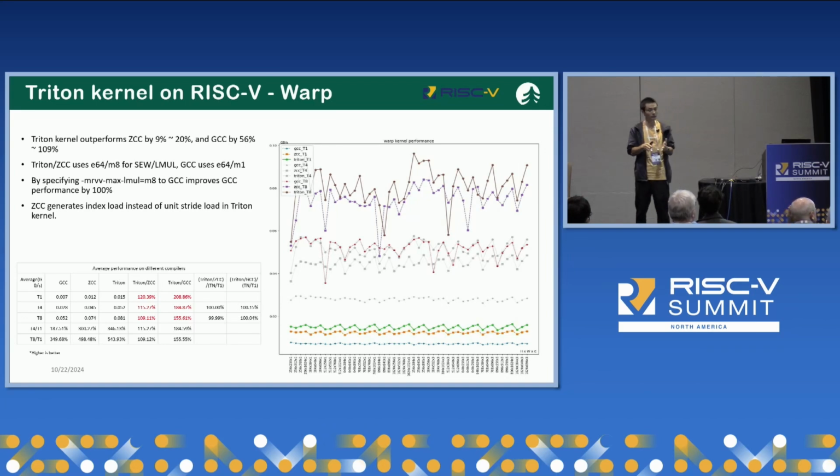So ZCC generates an index node instead of the unit threaded node in Triton. So for the AXI bus, we can optimize a unit threaded node as a burst node. Okay.